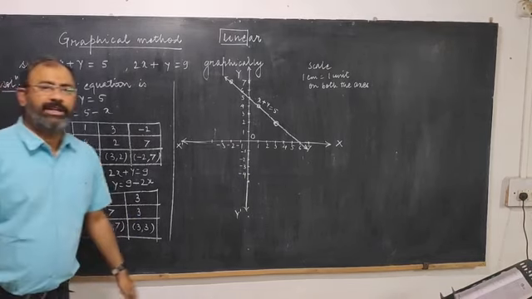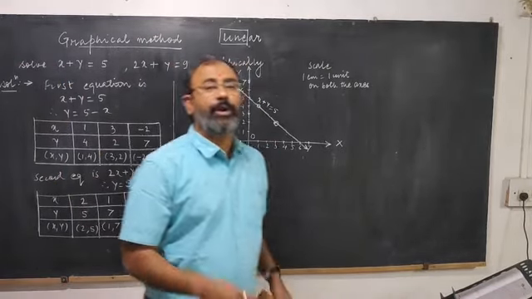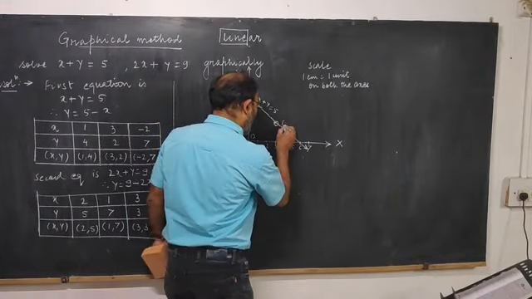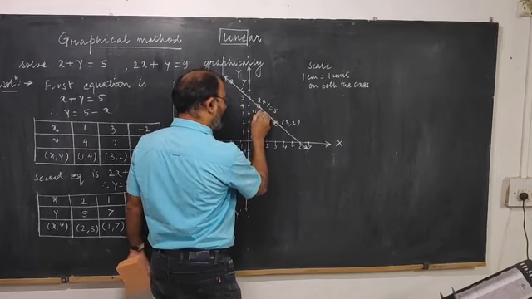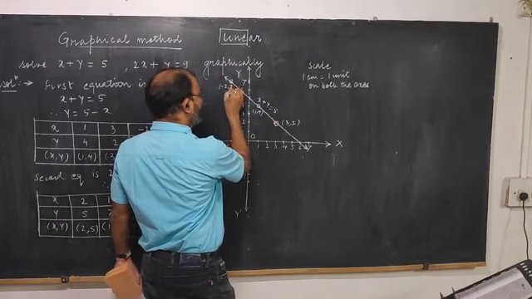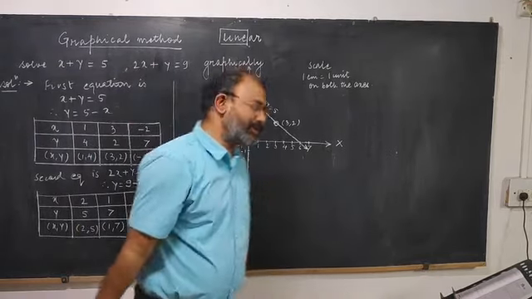Let us plot these points also. And one more thing I forgot to tell you. When you plot the points, you are supposed to write their coordinates. So this is (3, 2). This point is (1, 4). This point is (-2, 7). So when you plot the points, write their coordinates also.